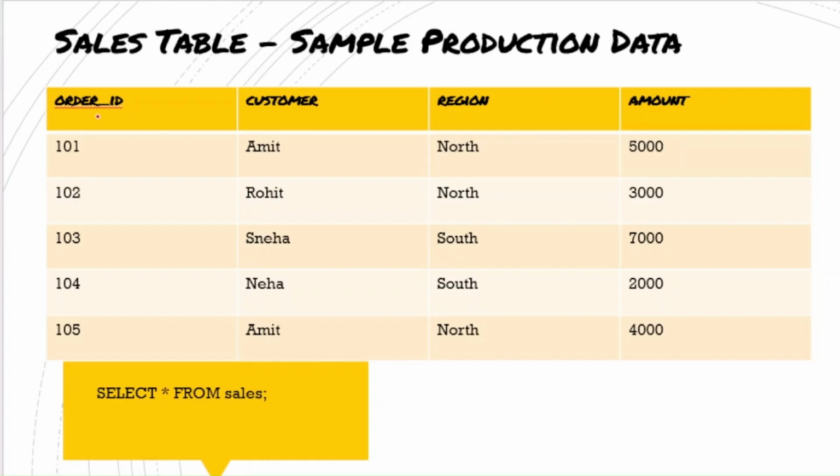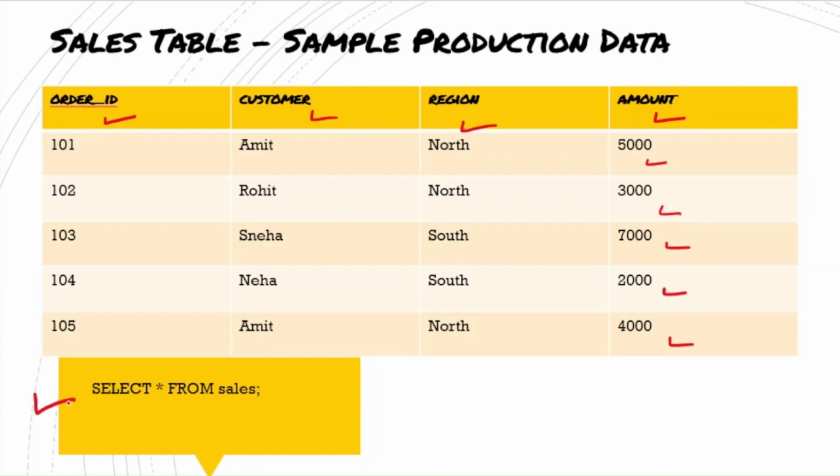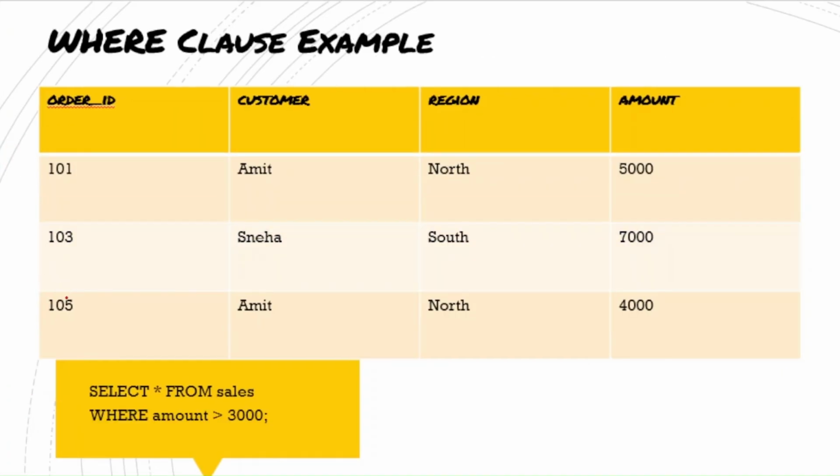So we have the sales table, which has the order ID, customer, region and amount columns. We have amounts 5,000, 3,000, 7,000, 2,000 and 4,000. When you run SELECT * FROM sales, it will give you these many records. Now let's have a look at this query.